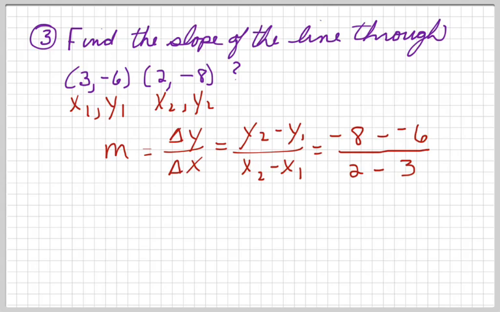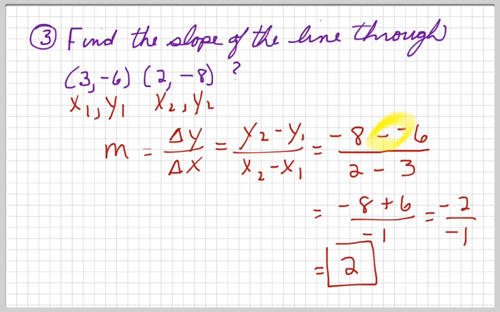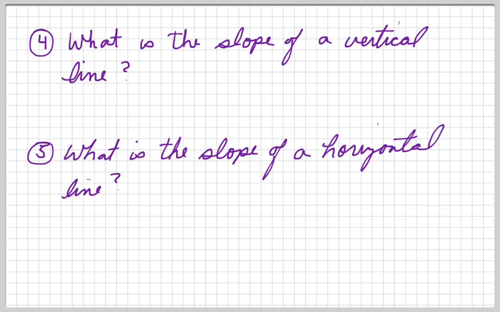This you want to be careful of right here. That double negative creates a positive for us, so it's negative 8 plus 6 over 2 minus 3. Negative 2 over negative 1 says a slope of 2. And we're done with 3.